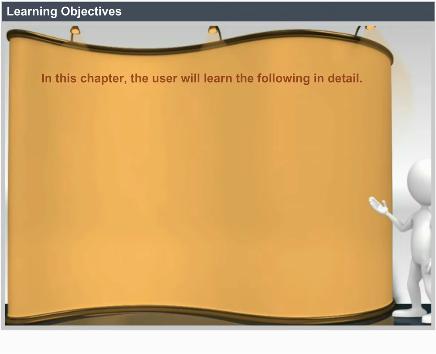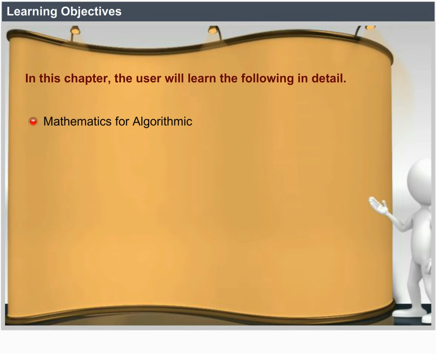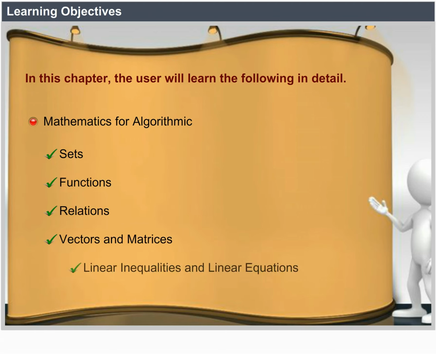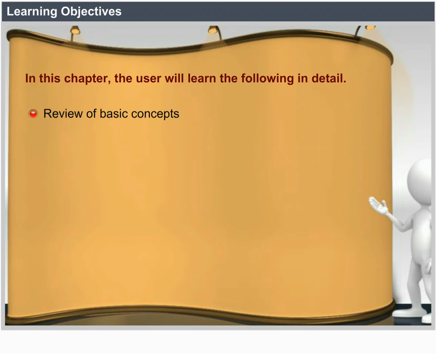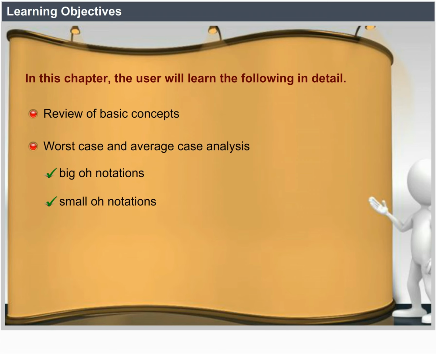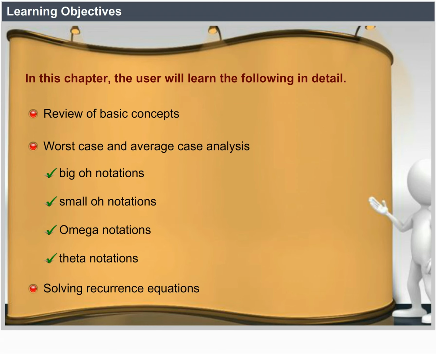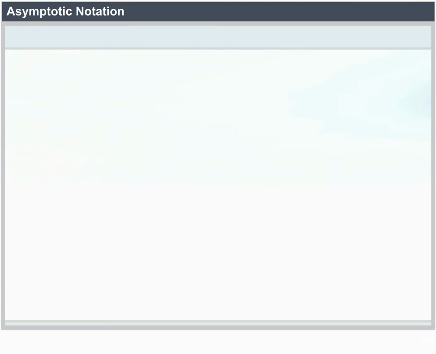Learning objectives. In this chapter, the user will learn the following in detail. Mathematics for algorithmic sets, functions, relations, vectors and matrices, linear inequalities and linear equations. Review of basic concepts, worst case and average case analysis, big O notations, small o notations, omega notations, theta notations, solving recurrence equations.